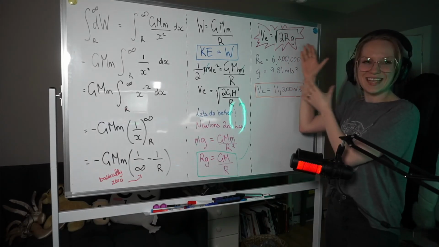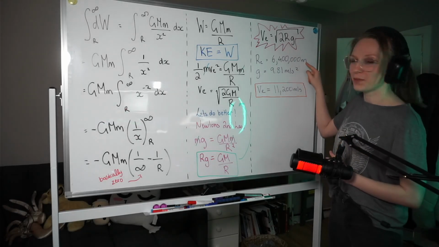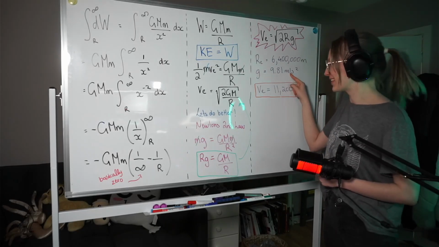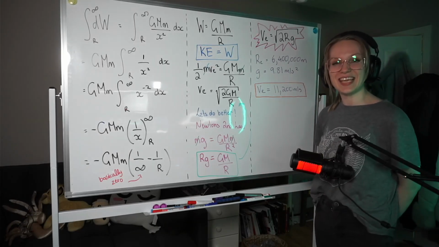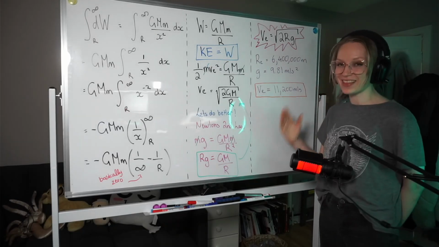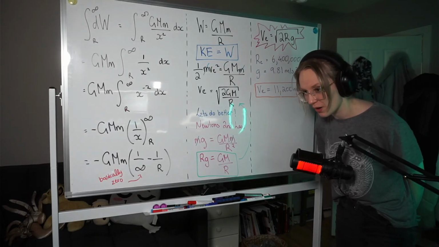Ta-da! We have the escape velocity. The escape velocity is equal to root 2 rg. We know what the radius of Earth is. We know what the acceleration due to gravity is on Earth. Sub in our values, we get that the escape velocity is 11.2 kilometers per second, or 11,200 meters per second. I'm so sorry, I don't know imperial, so I'm not even going to mention it.